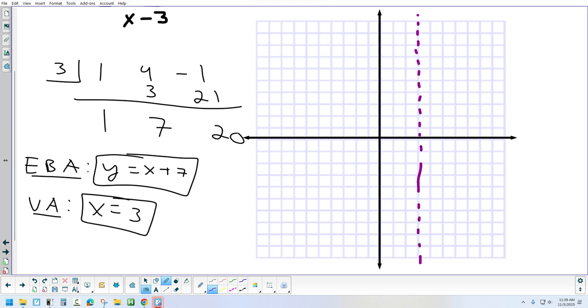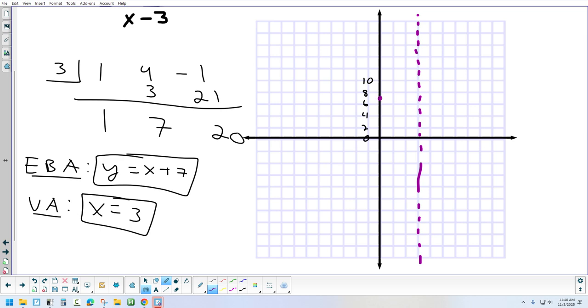Y equals x plus 7. What's the y-intercept? 7. So 1, 2, 3, 4. You know what though? Let's go by 2's on the y-axis, because if we don't, we're not going to have enough room to see the graph. So we'll go by 2's. That doesn't affect x equals 3. I can leave that right where it is. So we're going to be at 7.